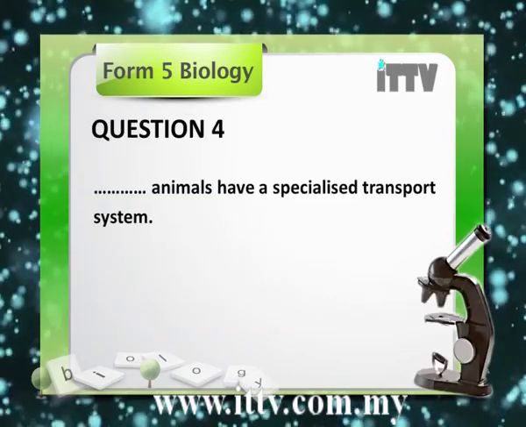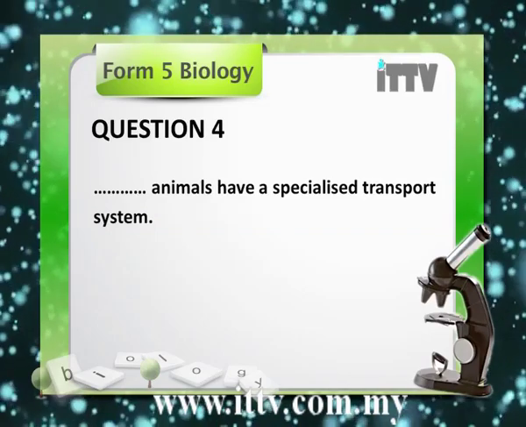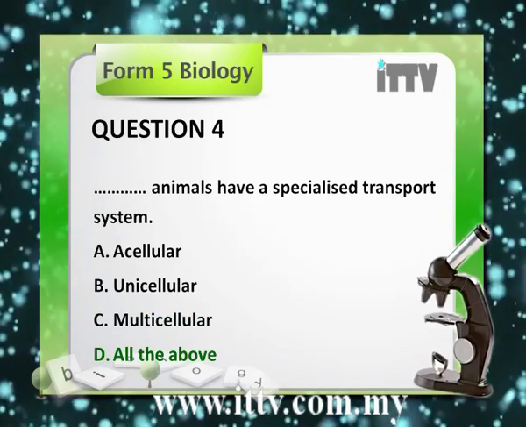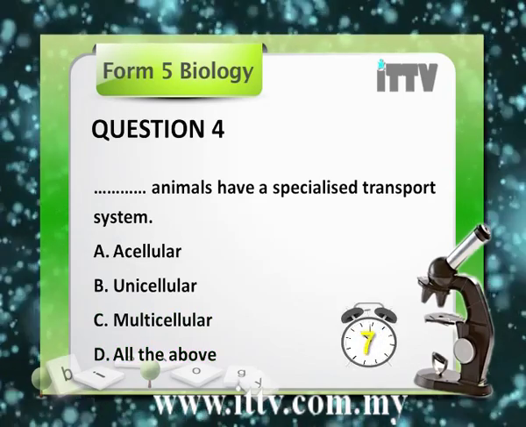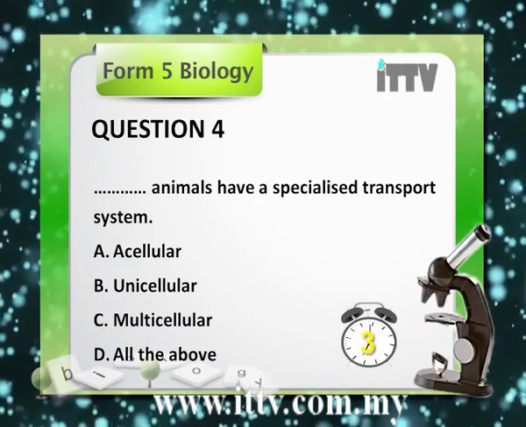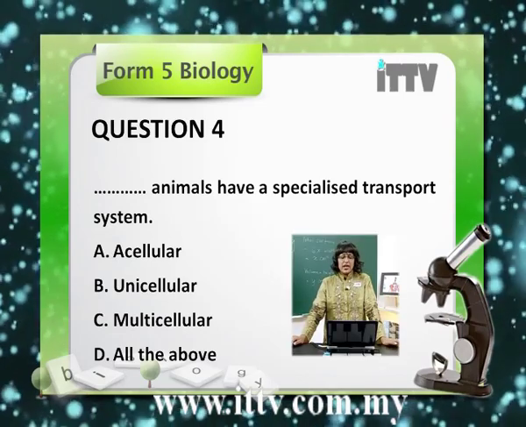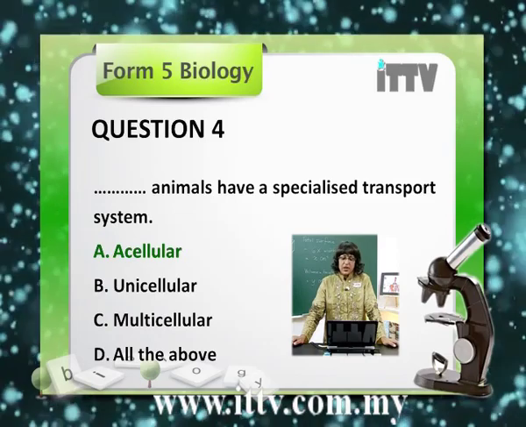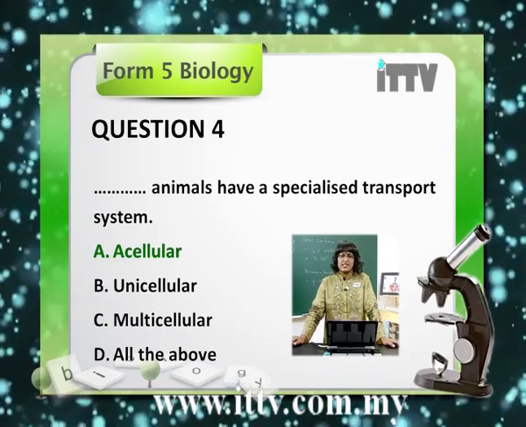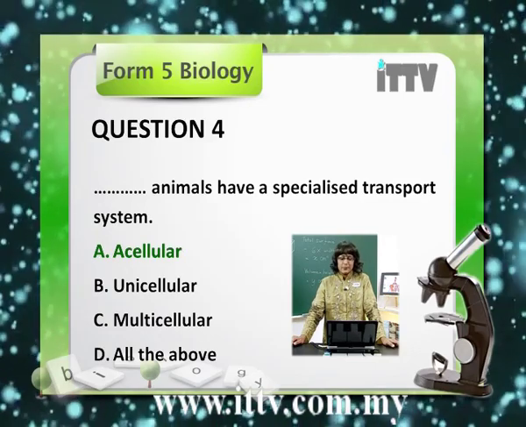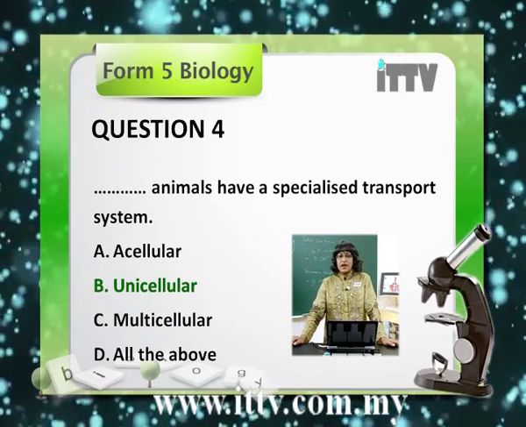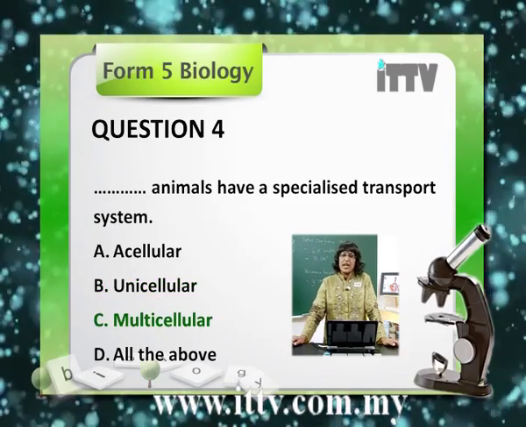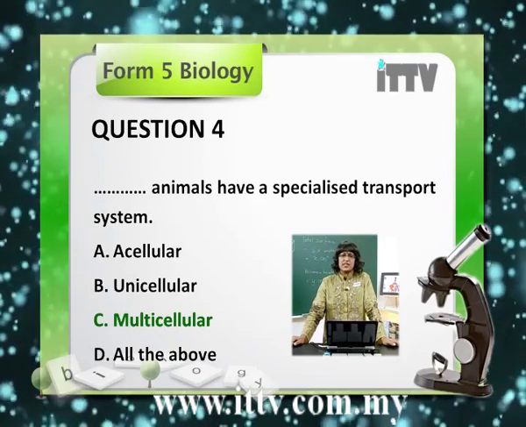Dash animals have a specialized transport system. Look at all the choices: acellular, unicellular, multicellular, and all of the above. Now let us take a look at each one. What is acellular? Acellular means without a cell. An acellular organism would mean an organism that exists very much like an organelle inside the cell. A unicellular organism, for example, are our amoeba and paramecium. The multicellular organism is definitely the simple multicellular organism, and the large ones such as elephants, the vertebrates, the invertebrates.